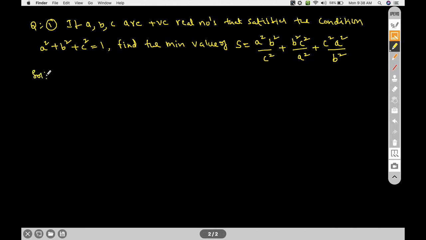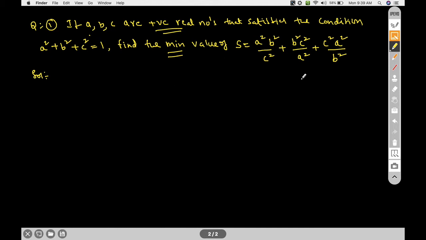Solution. In this question, A, B, C are positive real numbers, and the question asks for the minimum. Whenever the given terms are positive and the question asks for a minimum or maximum value, you think of arithmetic mean is greater than or equal to geometric mean. Since A, B, C are positive and we need the minimum value, AM is greater than or equal to GM is possible.